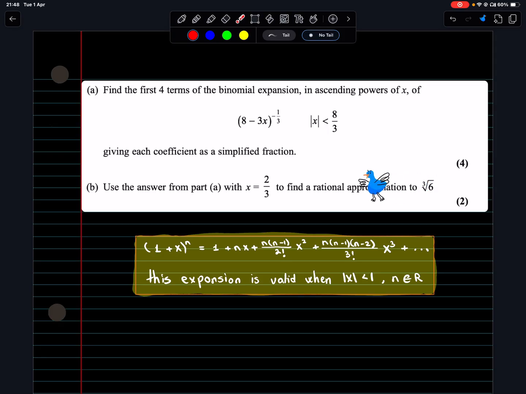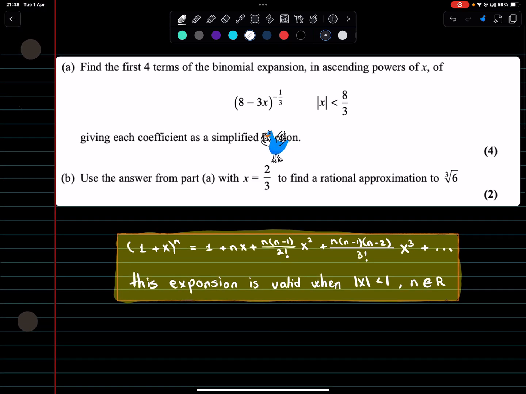Okay, so the general binomial expansion for all real numbers, not only the integers but also fractions, negatives, etc., is used with this formula, which is also given in the formula booklet in your test. We're going to be using this to expand it. So that's part A. I am going to be solving it. The given expression is 8 minus 3x to the power of negative 1/3.